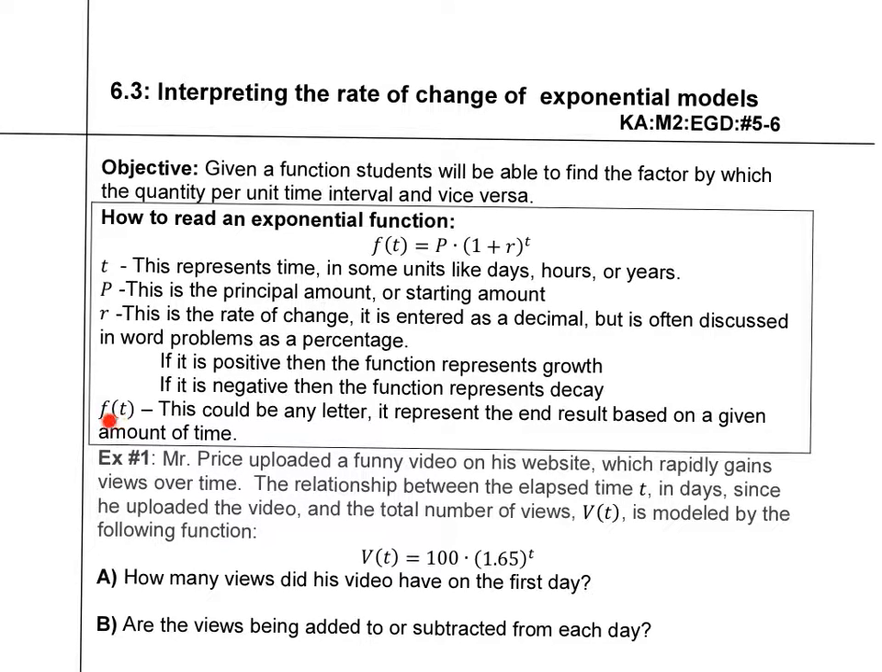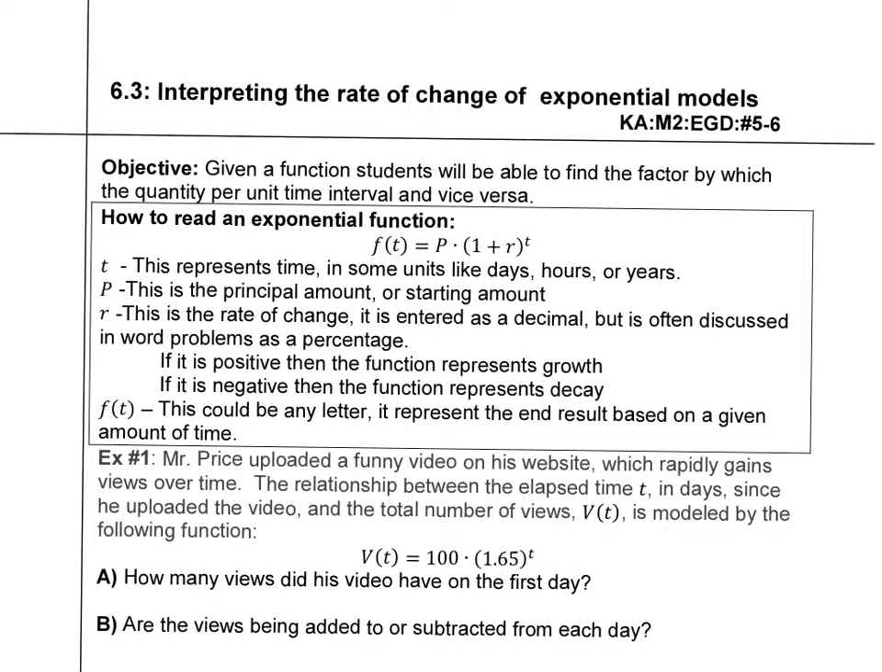And then finally, when you plug all this in, the thing that you get out is, and this F could be any letter. It doesn't have to be F. It could be V, as you see in this problem, or P, or Q. It doesn't really matter. It represents the end result based on a given amount of time. So you should be able to plug in a number for, say this is talking about years, like 3 years, and then you'll get an answer of how much growth or decay has happened after those 3 years.